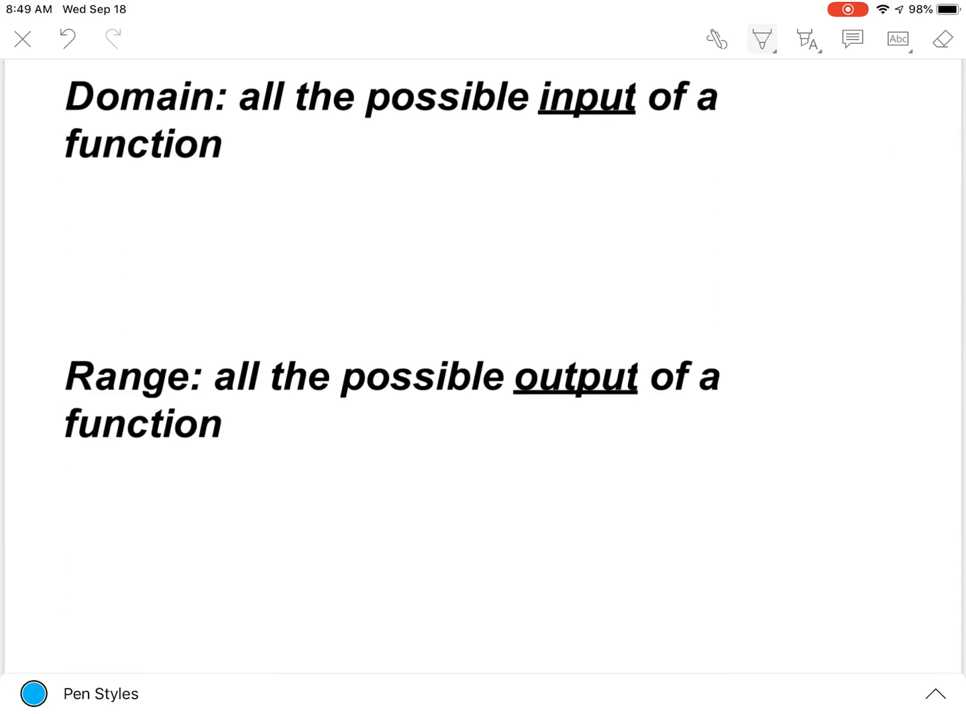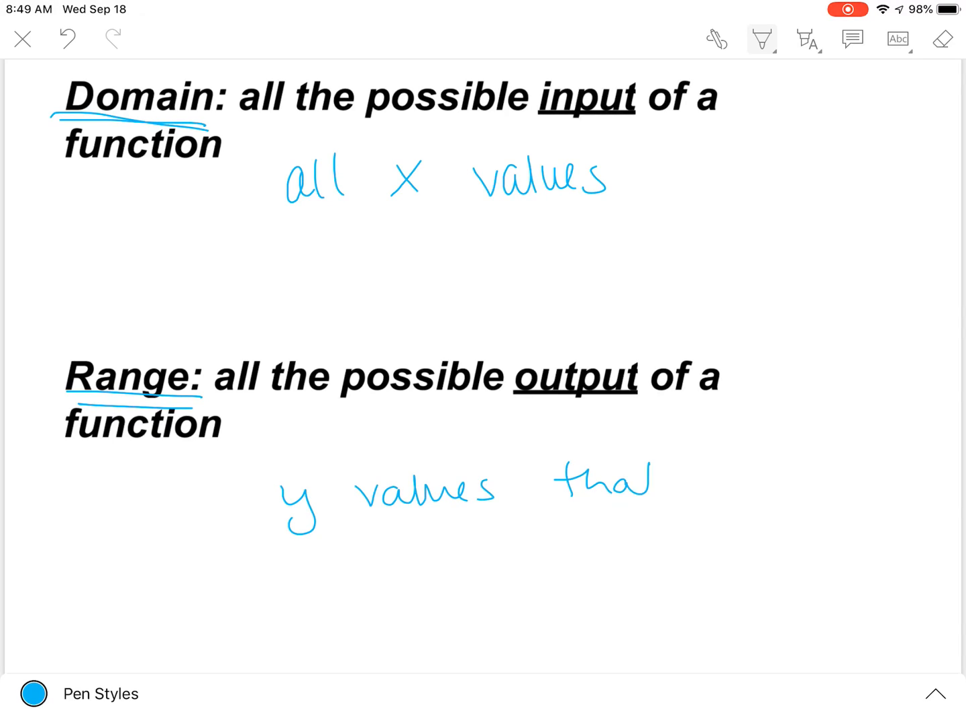We're also going to talk about the domain, which is all the possible inputs of a function. So it's all the x values you could plug into a function. And the range is all the outputs. So it's all of the y values that you get from plugging x in. Those resulting values.